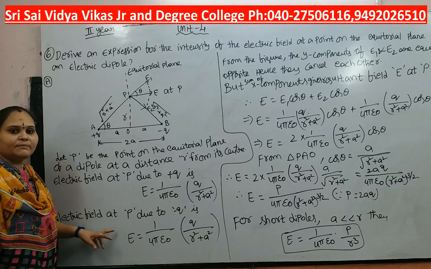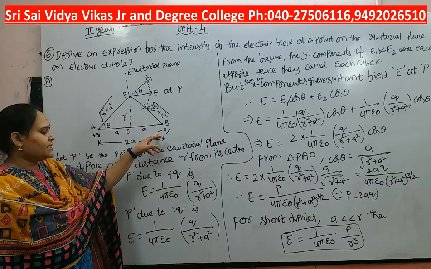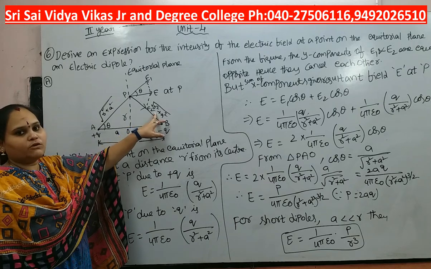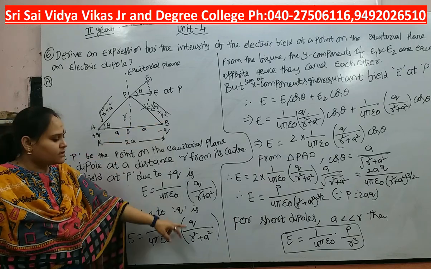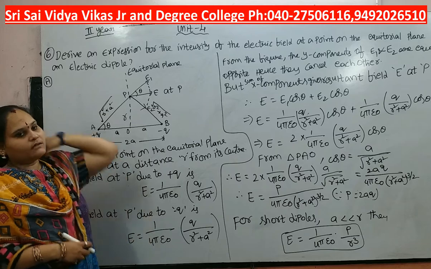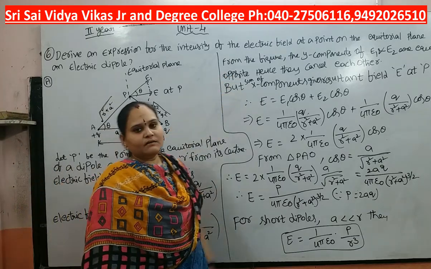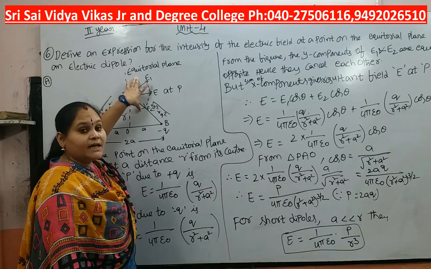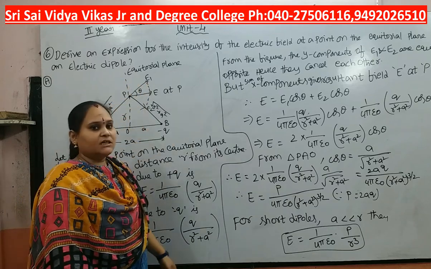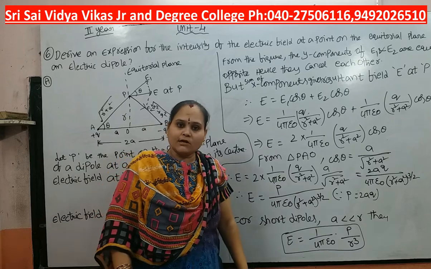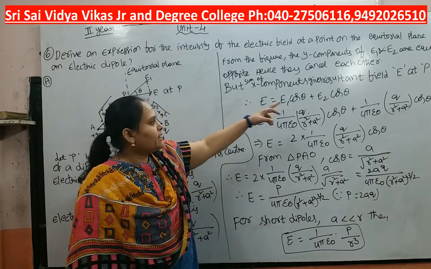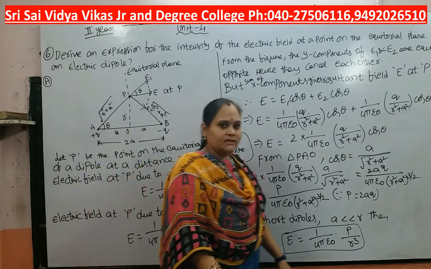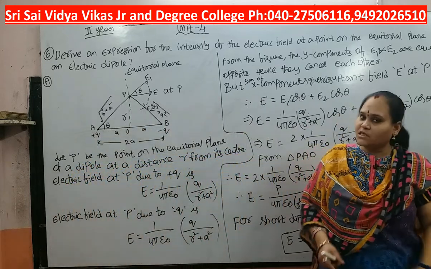Similarly, the electric field at P due to minus q is 1 by 4 pi epsilon naught q by square root of r square plus a square whole squared. The square and square root cancel, giving q by r square plus a square. From the figure, the y components of the electric field are equal and opposite, so they cancel each other. Then we have just the x components, which give the resultant field E at P.